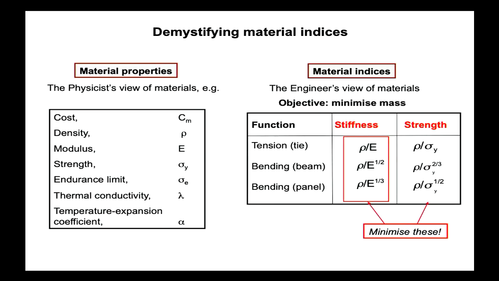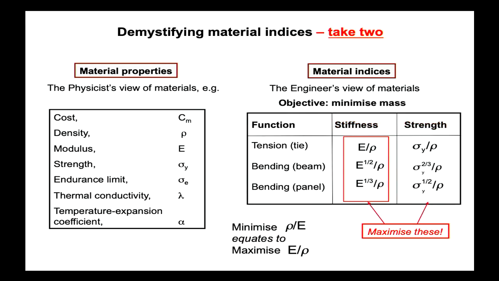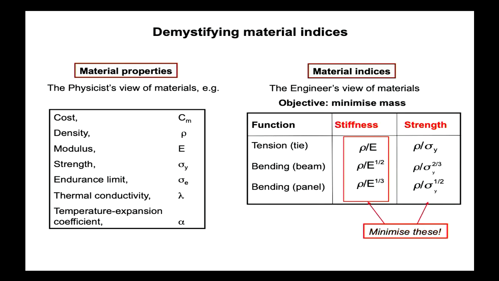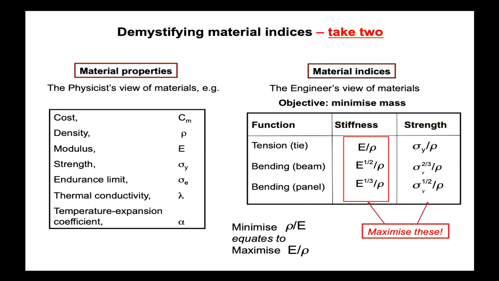Historically, one of the little conceptual hurdles that students have to deal with is less than or equal to. Minimise, for example, rho on E corresponds to maximise E on rho. So we minimise that ratio, or we maximise the inverse of that ratio. It's as simple as that. And all we're dealing with is a variation of exponent from unity to 1/2 to 1/3.